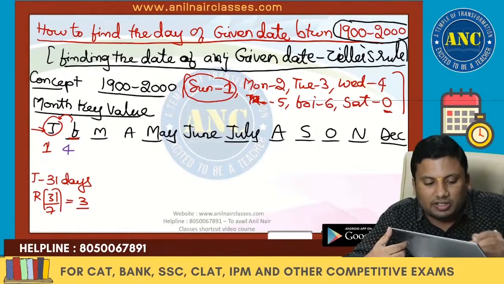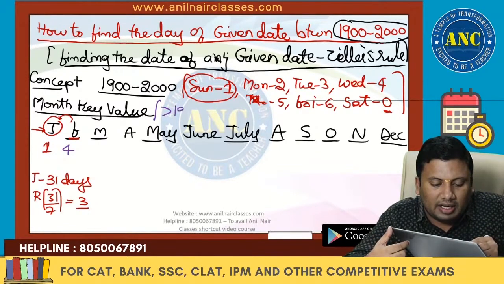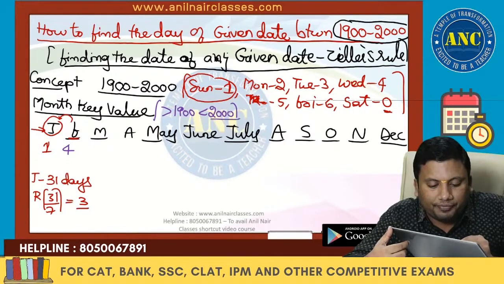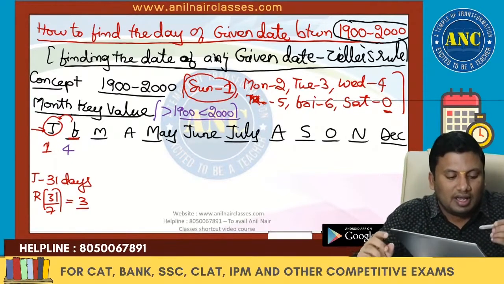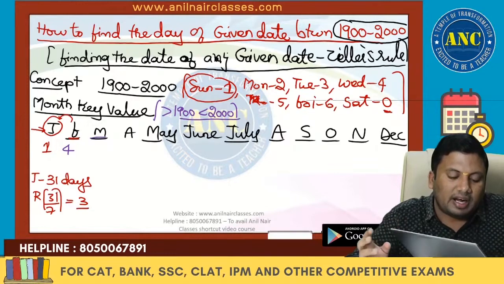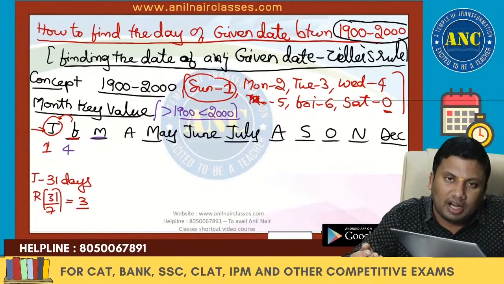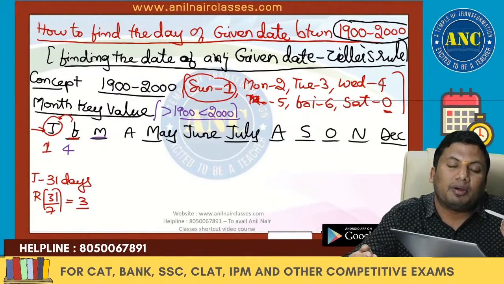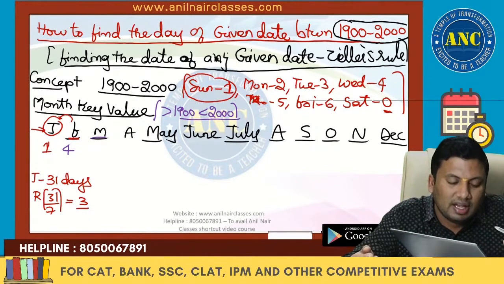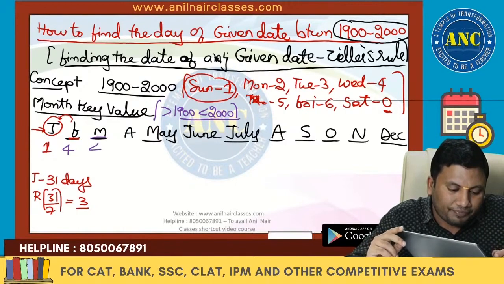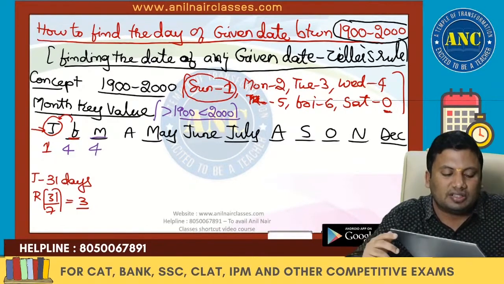The year is greater than 1900 and less than 2000, which means the starting year is 1901. It is a non-leap year. A non-leap year has 28 days in February. 28 divided by 7, remainder 0. So for March, 4 plus 0 is 4.